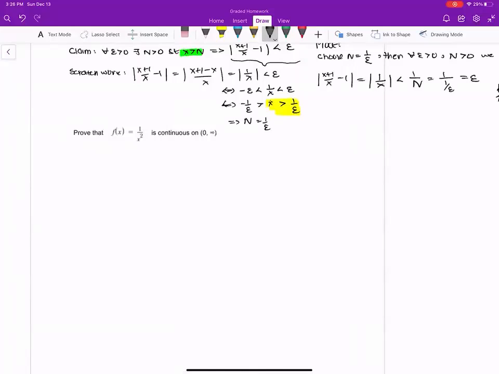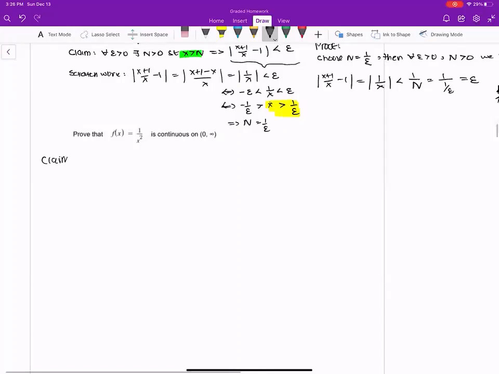We're going to prove that 1 over x squared is continuous on 0 to infinity. You might have done a similar question in class that was 1 over x. This one's a very similar question, but it requires a little more bounding. Okay, let's start, like my partner said, with the claim.